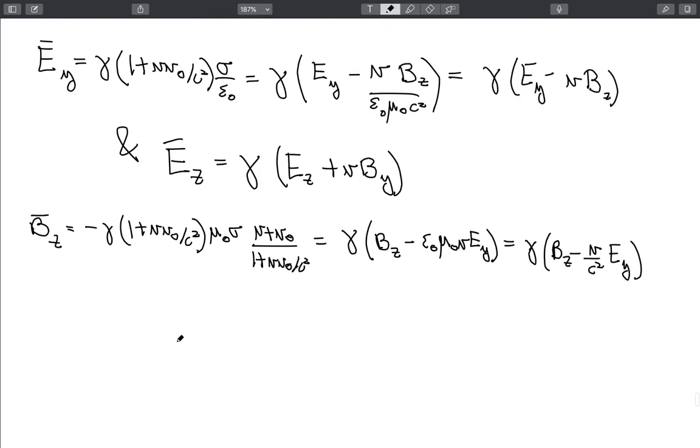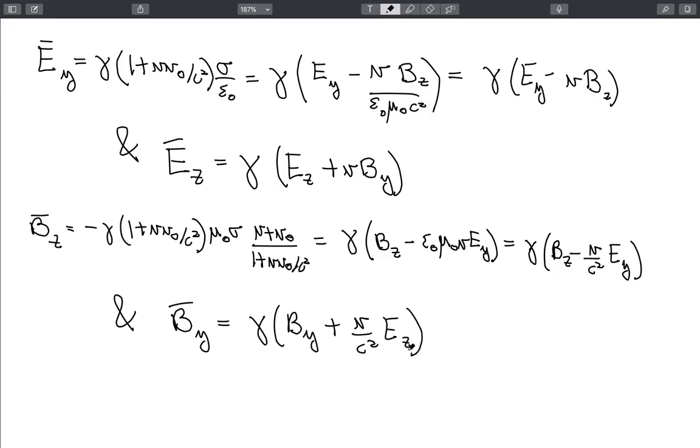So again, this one I can rotate to get the other component of the magnetic field. So the z will become y, and y will become minus z in the axes for the electric and magnetic. So that would mean that my B_y would be equal to a factor of gamma times B_y, now plus, because the y becomes minus z, v over c squared E_z.